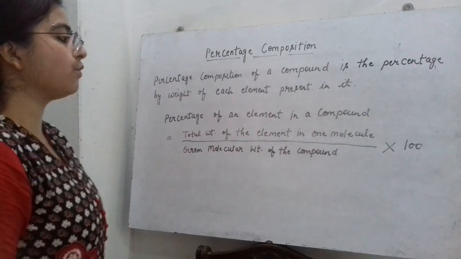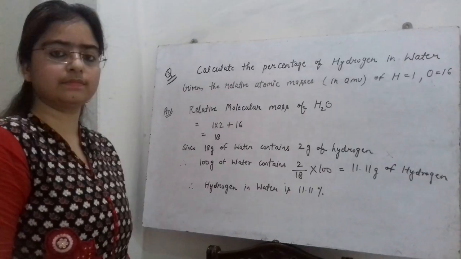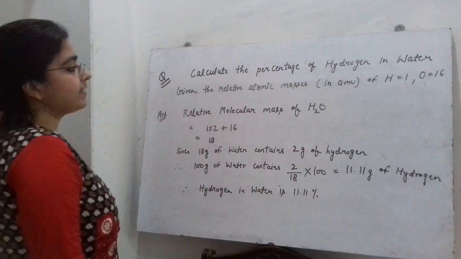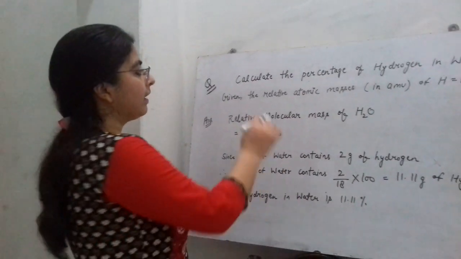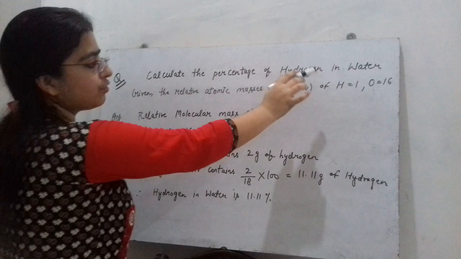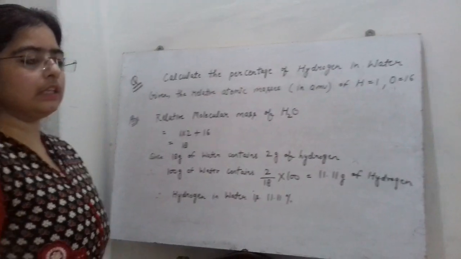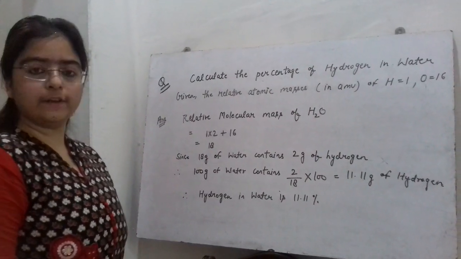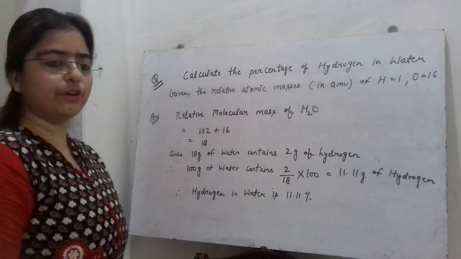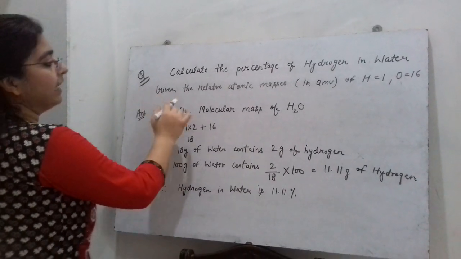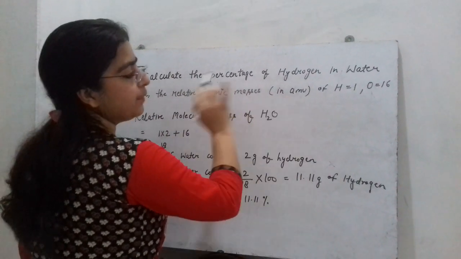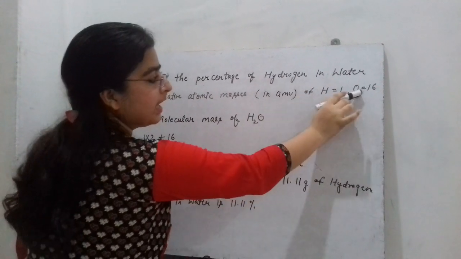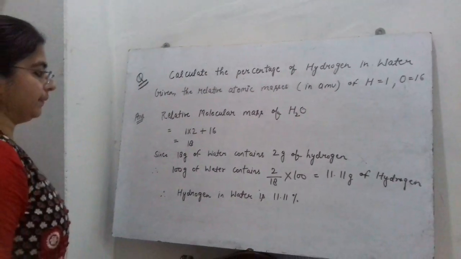Now let's discuss some questions. So let's take one question. Calculate the percentage of hydrogen in water. In water, we have to calculate the percentage of hydrogen. And the relative atomic masses in amu of hydrogen is 1 and oxygen is 16.